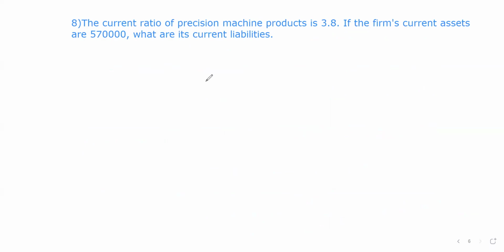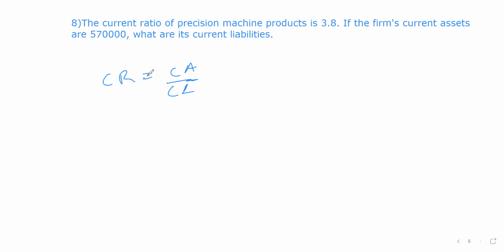Hope that's clear. Let's look at the last one. It says the current ratio of precision machine products is 3.8. If the firm's current assets are 570,000, what are its current liabilities? So we know that current ratio is given by current assets over current liabilities. The formula for current ratio is current assets over current liabilities. So we can just substitute everything in there and get our answer.